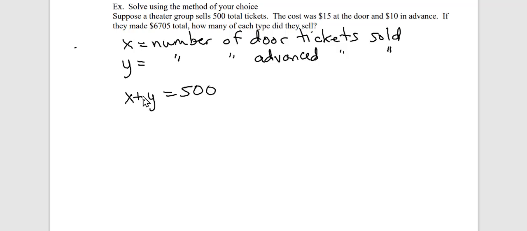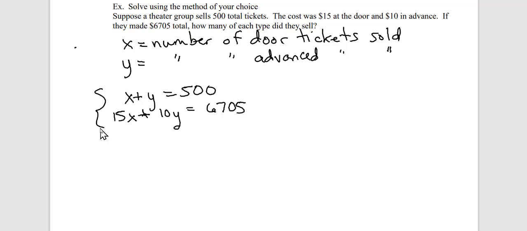The cost was $15 at the door and $10 in advance. It made $6,705 total. That means 15x will be the amount of money they bring in from door tickets, and 10y will be the amount of money they bring in from advanced tickets. The sum of those two is going to be that 6,705. That's my system of equations.